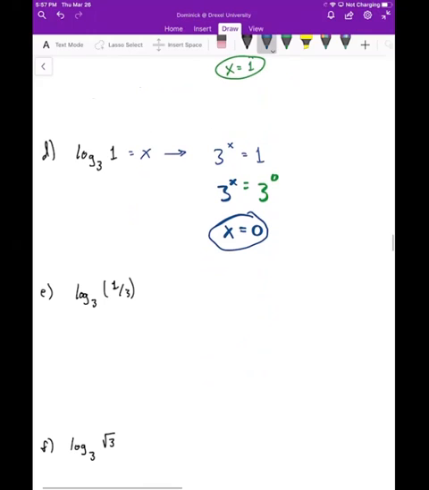All right, part E, moving right along. If we say that this is equal to x, we get 3 to the x is equal to 1 over 3. And for this, you'll just have to think about, well, what are your negative exponent rules? How do you get a 3 down below? You make it 3 to the negative first. So that tells us that x is negative 1.